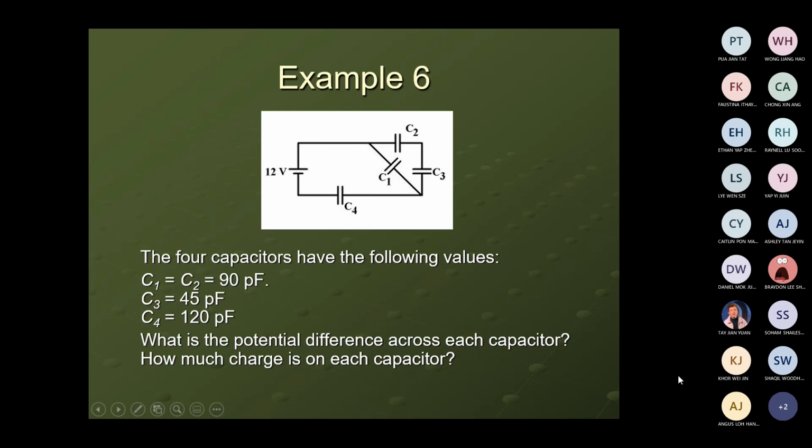How much charge is on each capacitor? That means the question is asking what I asked just now: from V1 to V4, how much? Q1 to Q4, how much? So you need to find V1, V2, V3, V4, Q1, Q2, Q3, Q4 by using what formula? Capacitance is Q over V, and the series parallel equations, the 6.